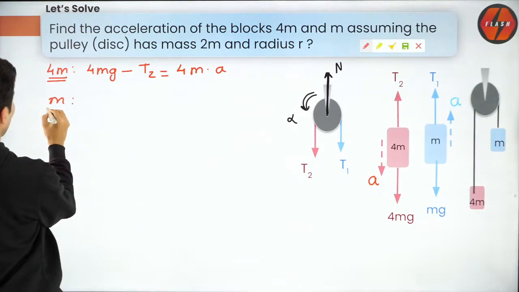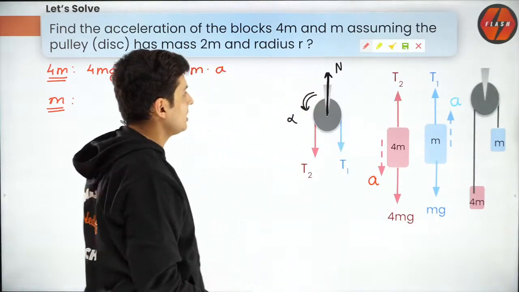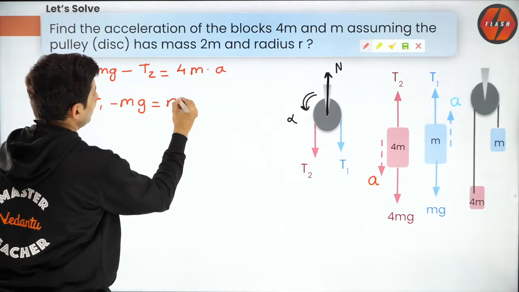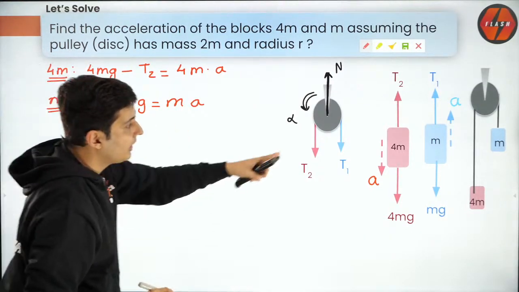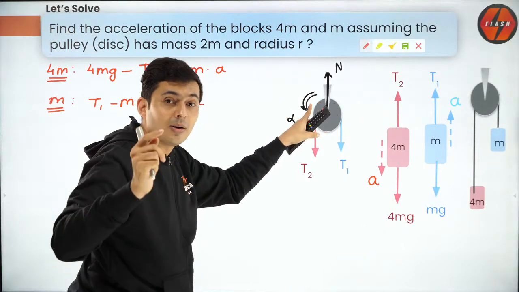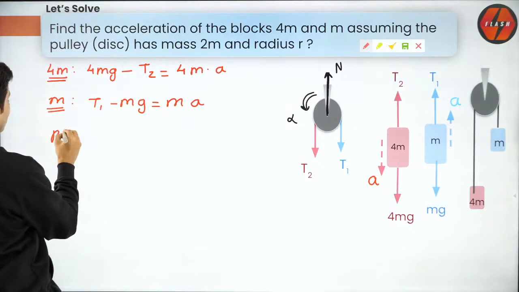For the mass m, it will be T1 minus mg, because it's moving up. T1 minus mg is equal to m into A. That's the equation for mass m. For the pulley, don't write F equals ma. You will write tau is equal to I alpha. Be careful.